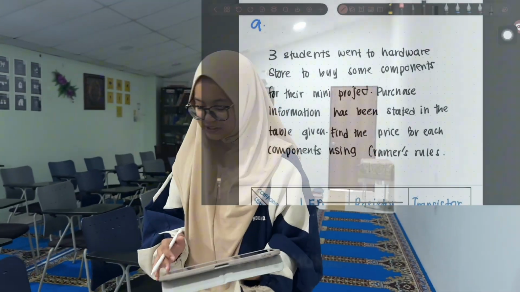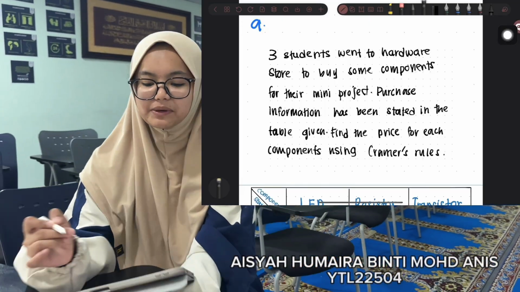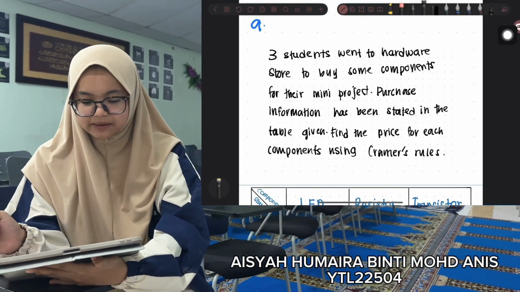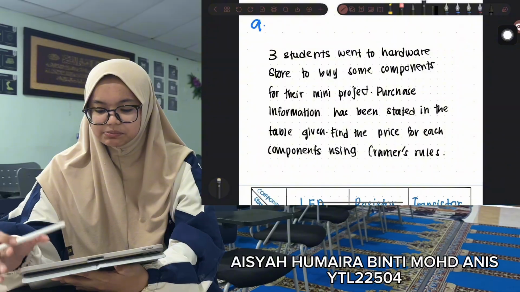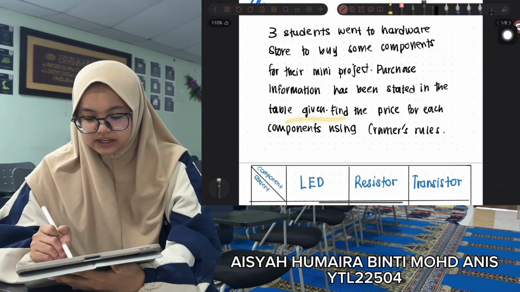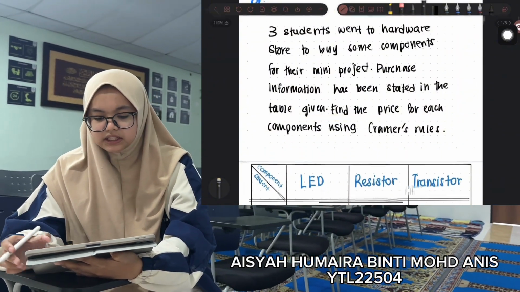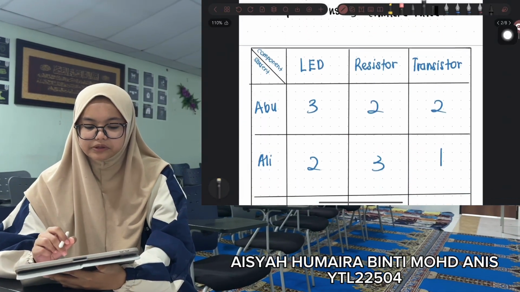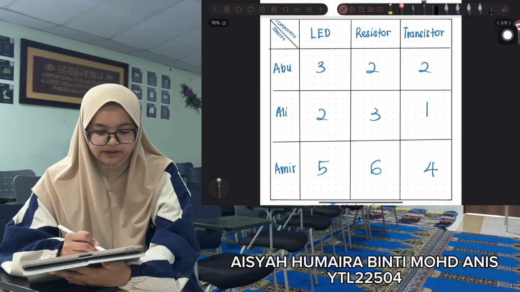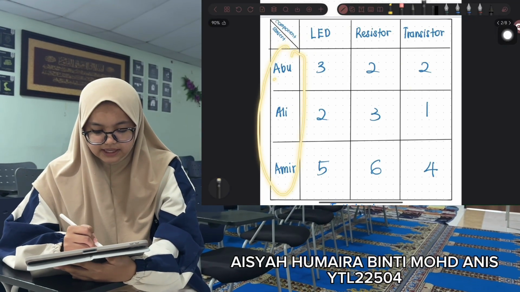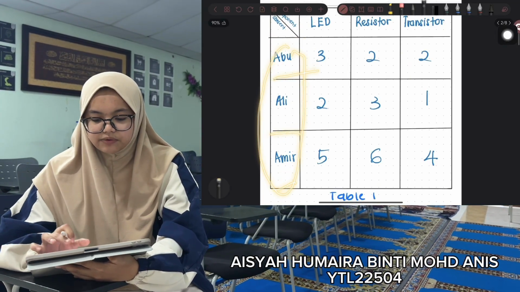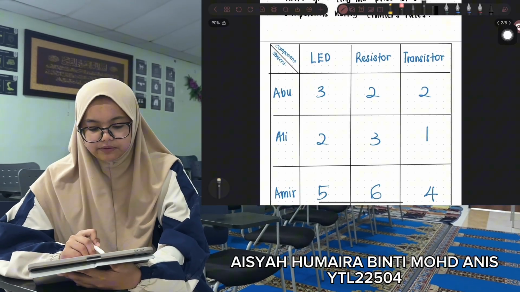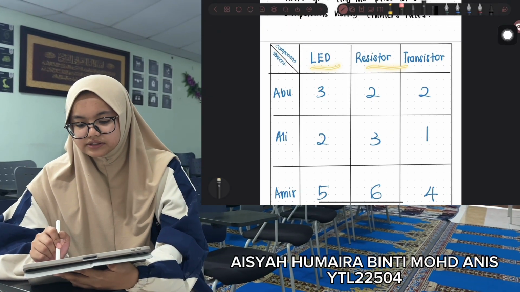So now, let's move on to our question 2, which is: 3 students went to the hardware store to buy some components for their mini project. Purchase information has been stated in the table given. Find the price for each component using Cramer's rule. Before that, we look at the question. We have 3 students, Abu, Ali, and Amir, and 3 components that they will buy, which are LED, resistor, and transistor.